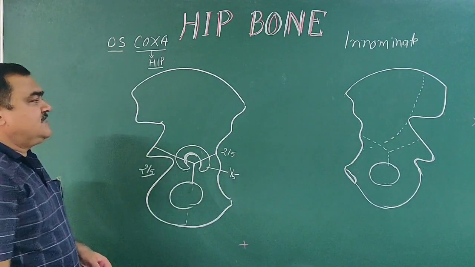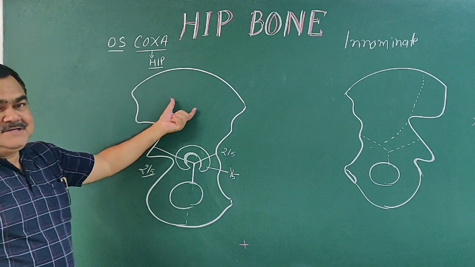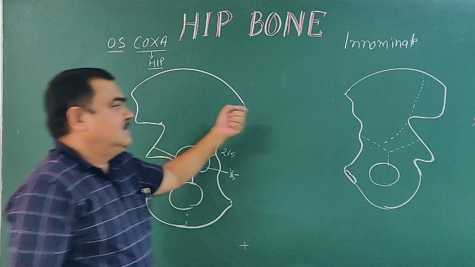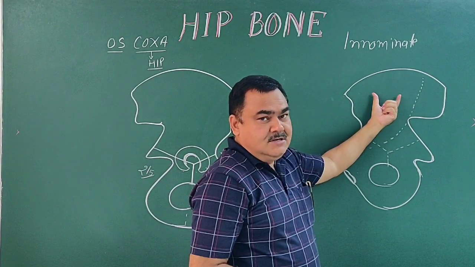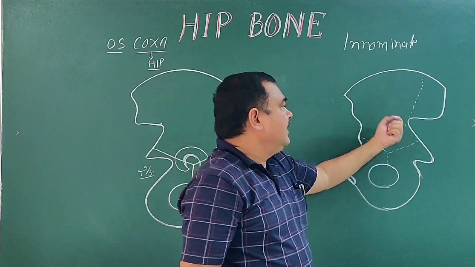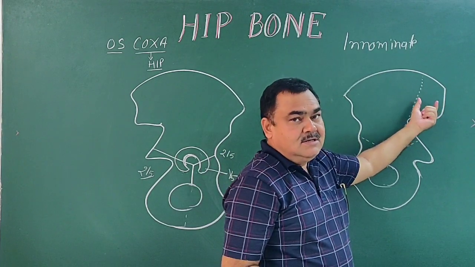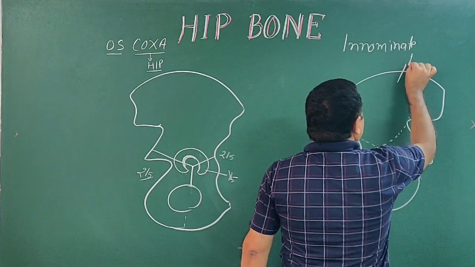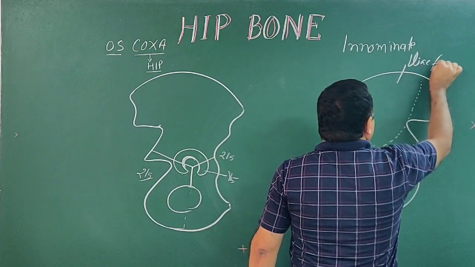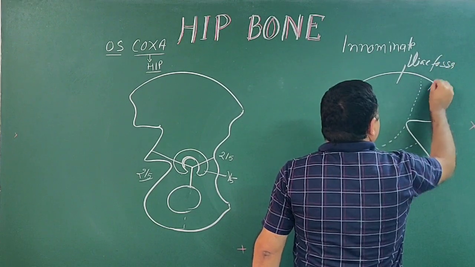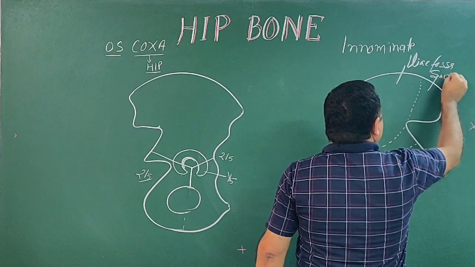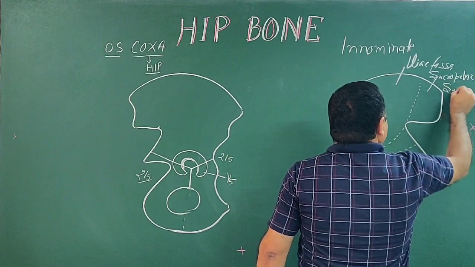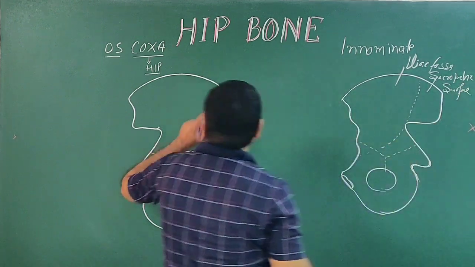And it has three surfaces. This surface is the outer surface or gluteal surface. This surface is the iliac fossa and this surface is the sacropelvic surface. This is the iliac fossa and this is the sacropelvic surface. This surface is the gluteal surface.